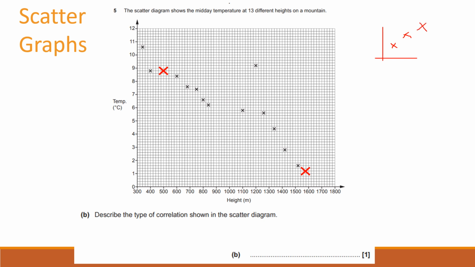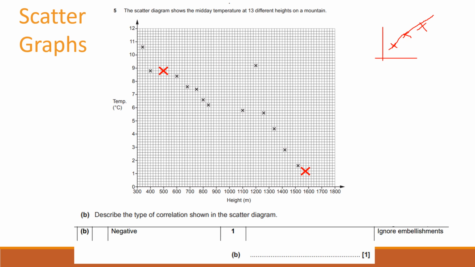And later on they'll ask you to draw a line of best fit, and if the points are going in this kind of direction, you've got a positive. Now our points are going totally the opposite direction to this, so this is a negative correlation. If the points were scattered all over the place, then there would be no correlation. So this was just worth 1 mark for stating the word negative. If you did write negative correlation, that is absolutely fine. It just says you can ignore anything extra that's added. The key word they're looking for is the word negative.